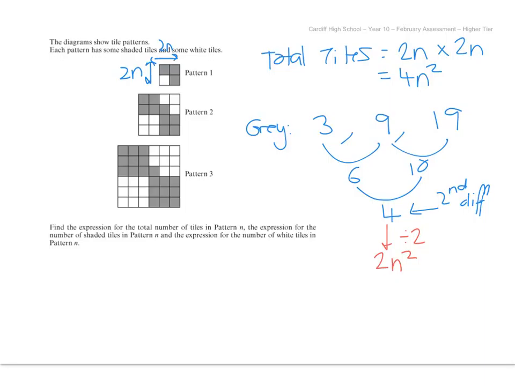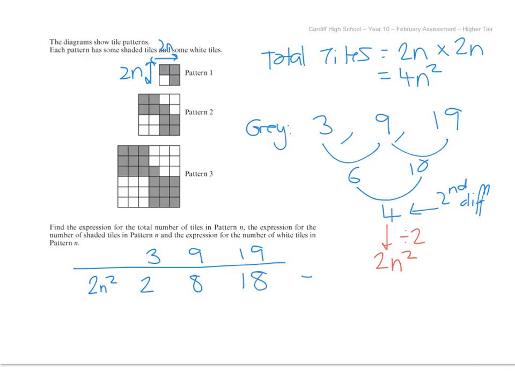So what I'm going to do now is I'm going to rewrite out my original 3, 9 and 19. And so that's my actual pattern, and I know that 2n squared is involved. So what I'm going to do next is see what the 2n squared sequence would look like. So remember, n is always 1 for the first term. 1 squared times 2 would be 2. 2 squared times 2 would be 8. And then 3 squared times 2 would be 18. So that's the 2n squared bit.